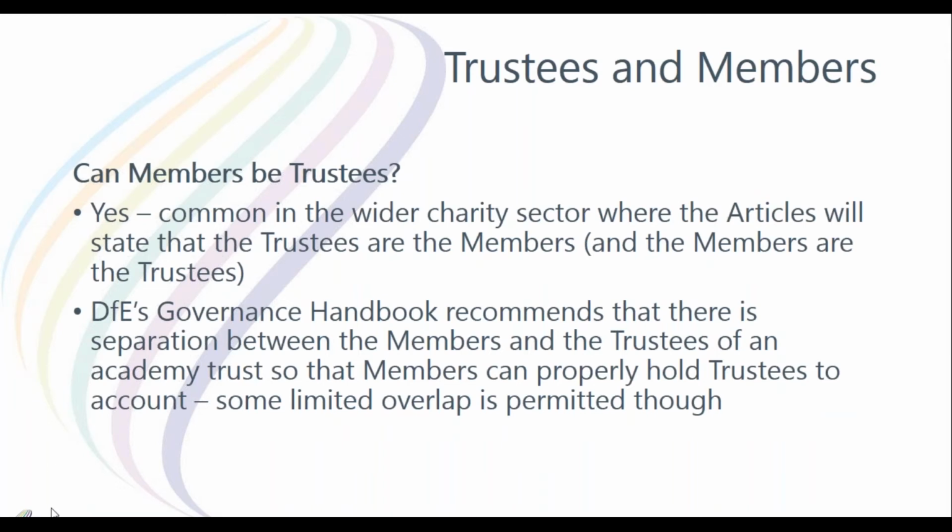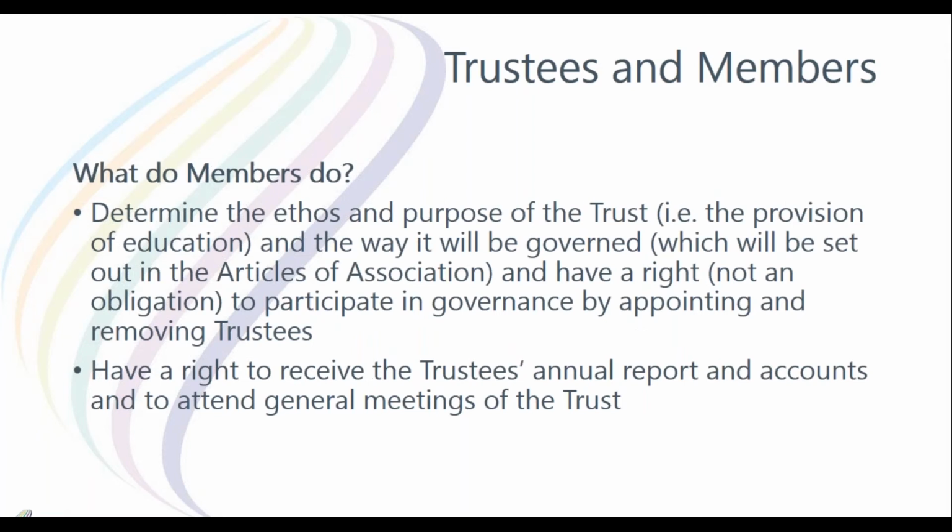So what do members do? Well, essentially, they determine the ethos and the purpose of the trust and the way it will be governed. They're there to participate in governance by appointing and removing trustees. That's their principal function. And members have the right to receive the trustees' annual report and the accounts, and they're invited to attend the AGM.